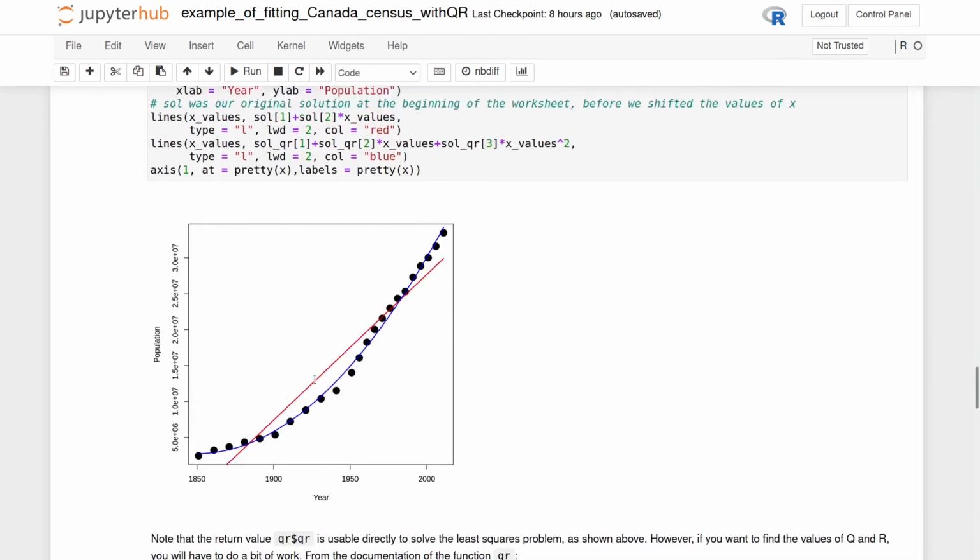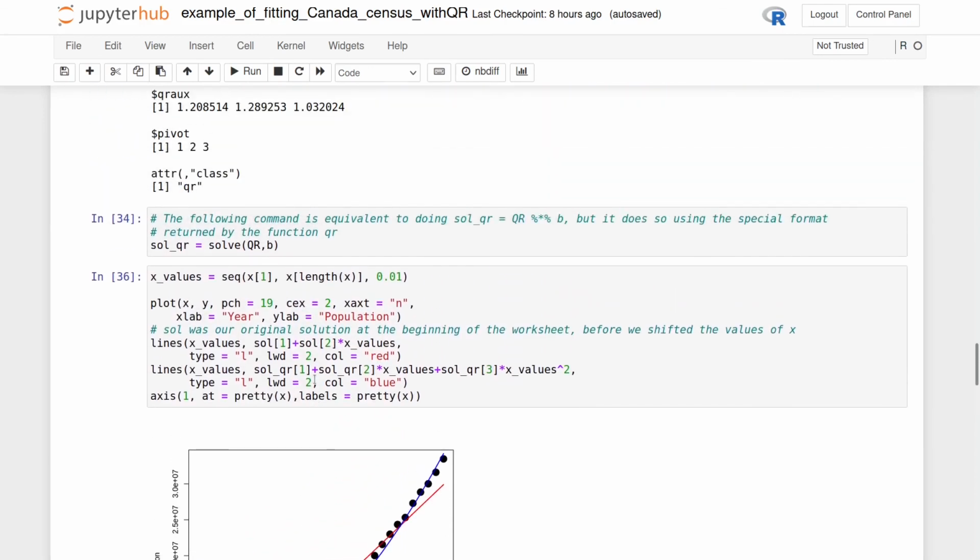Now, let's go back to our problem. So we found the Q and the R. Let me just point out that it's so frequently used in R that there is a method that has been defined for when the result is the result of using the QR function. Then if you use solve with an object that has been created by this function, it solves the least squares problem.